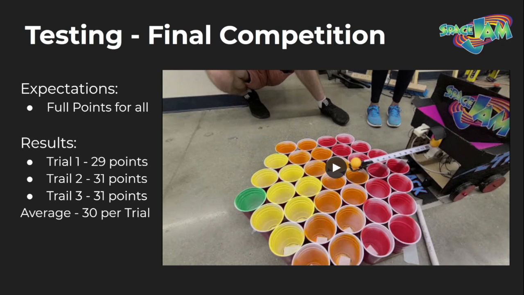So now we'll go over our final competition expectations and performance. We had been able to demonstrate in the lab that the robot was capable of getting the maximum score: getting the jump shot, the pass, the launch, of course, and then all three balls into the green cup. So that was our expectation. Unfortunately, that didn't go quite to plan.